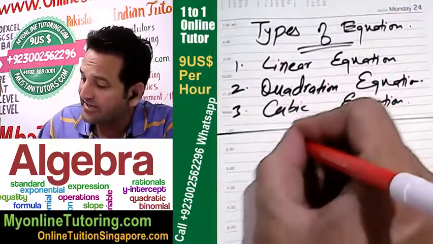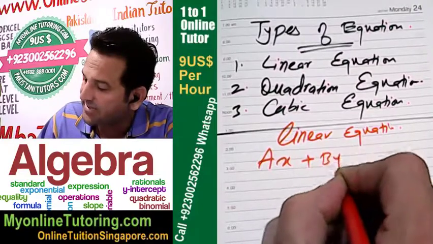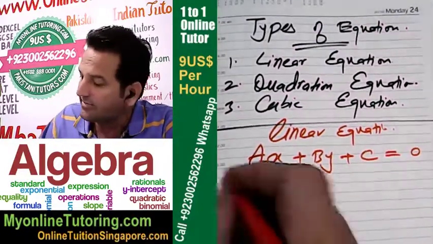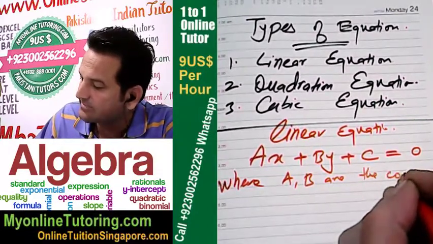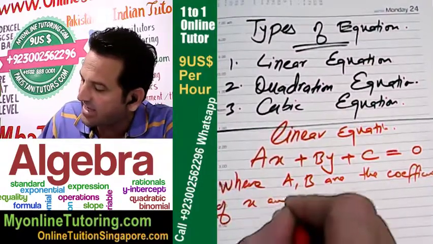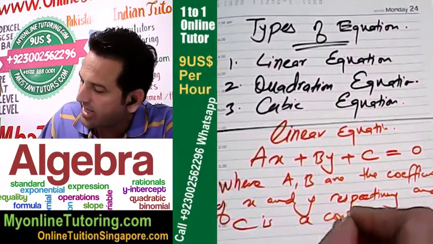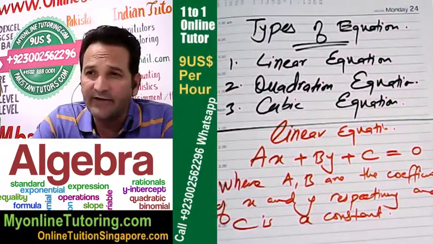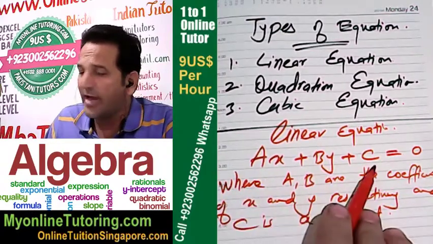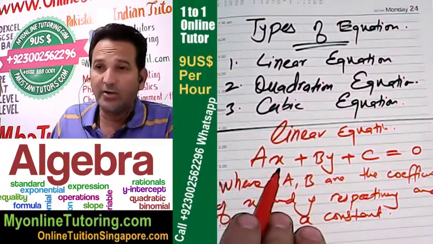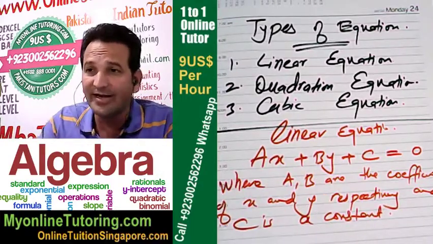What is the standard form of a linear equation? A linear equation will always be like this: ax plus by plus c is equal to 0, where a, b are the coefficients of x and y respectively, and c is a constant. Whenever you draw the graph of this linear equation, it will always be a straight line. You can see that the exponent of x and y is 1. We don't need to write the power of x and y, but it is 1 in a linear equation.